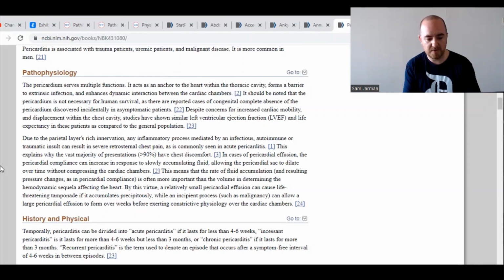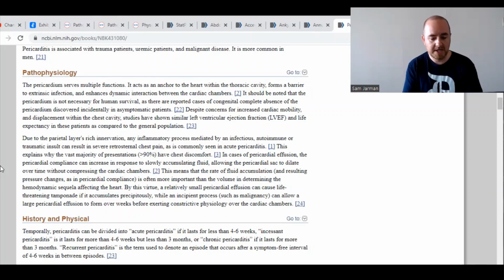In cases of pericardial effusion, the pericardial compliance can increase in response to slowly accumulating fluid, allowing the pericardial sac to dilate over time without compressing the cardiac chambers. This means the rate of fluid accumulation and resulting pressure changes, as in pericardial compliance, is often more important than the volume in determining the hemodynamic sequelae affecting the heart. By this virtue, a relatively small pericardial effusion can cause life-threatening tamponade, which is essentially accumulation of blood around the heart itself, around the actual muscle, if it accumulates precipitously, while an incipient process, or slow one, such as a malignancy, can allow a large pericardial effusion to form over weeks before exerting constrictive physiology over the cardiac chambers.